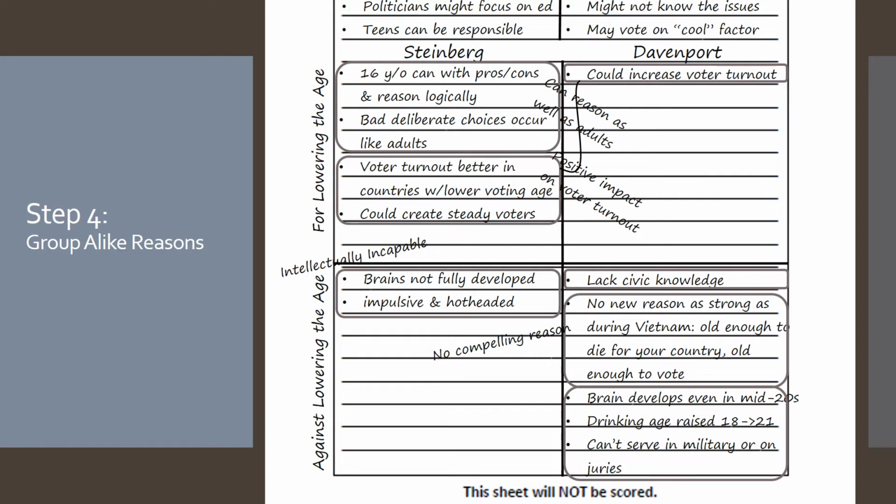The next ones can be grouped together. Brains develop even in the mid-20s, drinking age raised from 18 to 21, can't serve in military or on juries. And what I could say is that history has taught us that important decisions should be undertaken when you're older. Okay, and that's because brain develops even in the mid-20s. So they raise the drinking age.